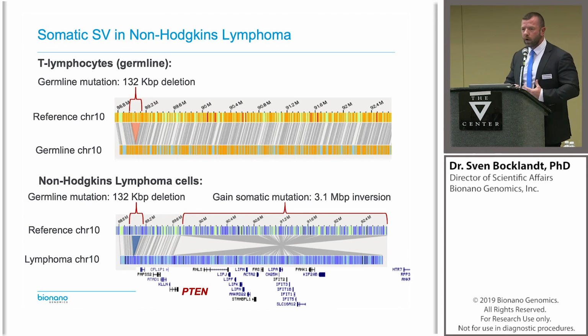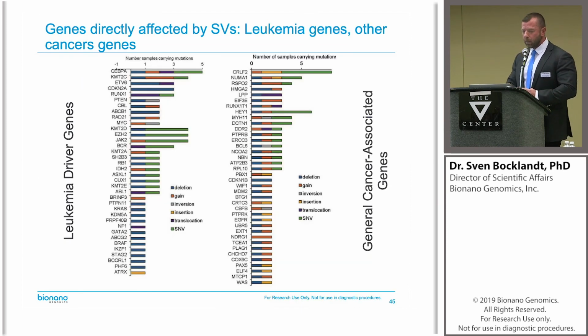PTEN is a known tumor suppressor, and there's dozens of compounds in trials that rescue PTEN mutations. Now, this inversion was not picked up with NGS. It was not seen on a karyotype. Only Bionano could find this, and this could immediately affect the treatment of this patient. And in this paper, he showed a large number of leukemia genes with recurring structural variants. That makes a lot of sense. But also a lot of non-leukemia associated cancer genes with recurring structural events in those 12 leukemia samples.